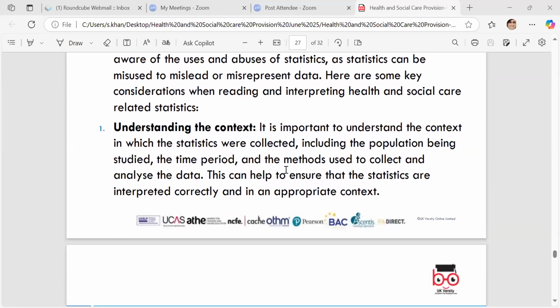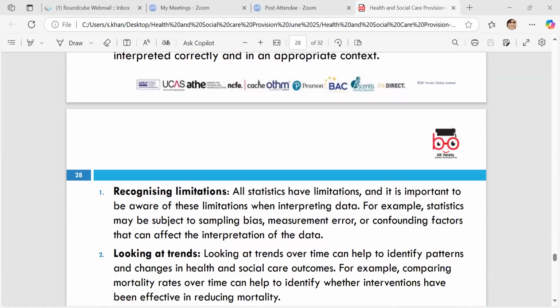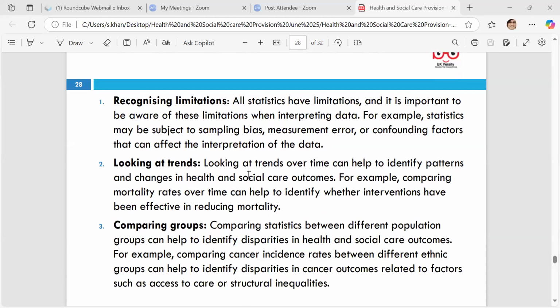So the first one is understanding the context. It's really important to understand the context in which the statistics were collected and studied and the methods used to collect the statistics to make sure that they're interpreted appropriately and correctly. Recognizing limitations. So all statistics have limitations. So it's important to be aware of the limitations when interpreting them. So sampling and things like that, and when we look at misuse and abuses of statistics, you could look at things like cherry picking data and things which we'll go through a little bit.